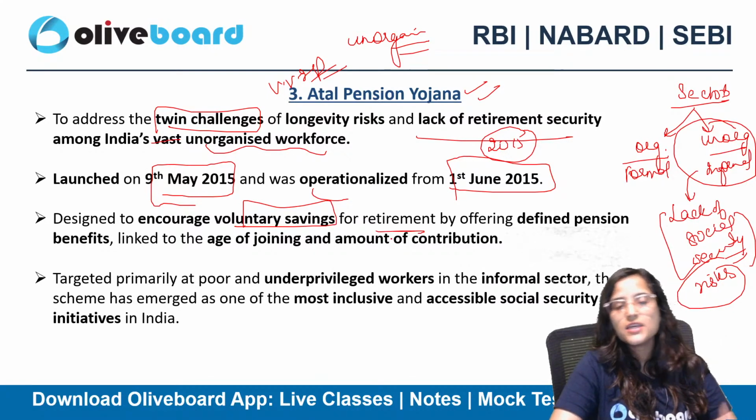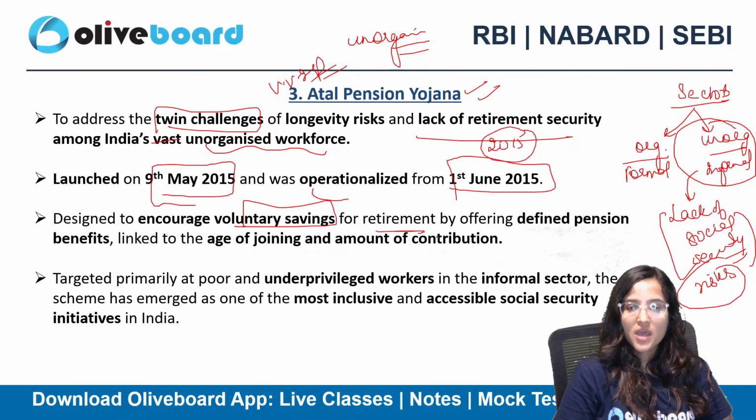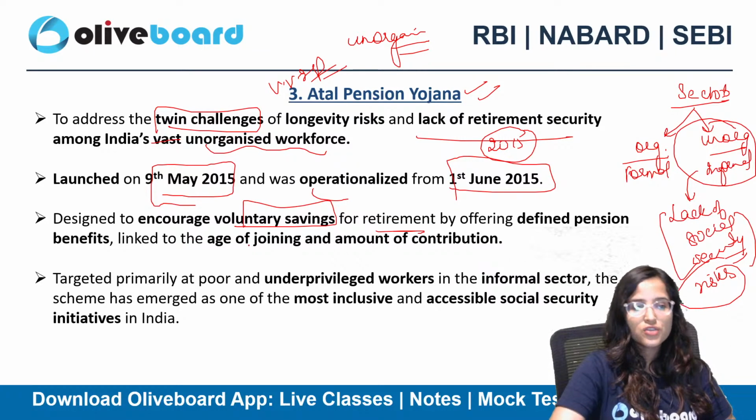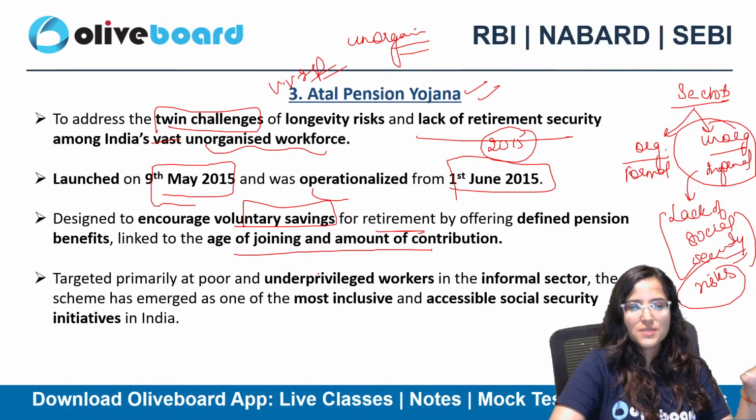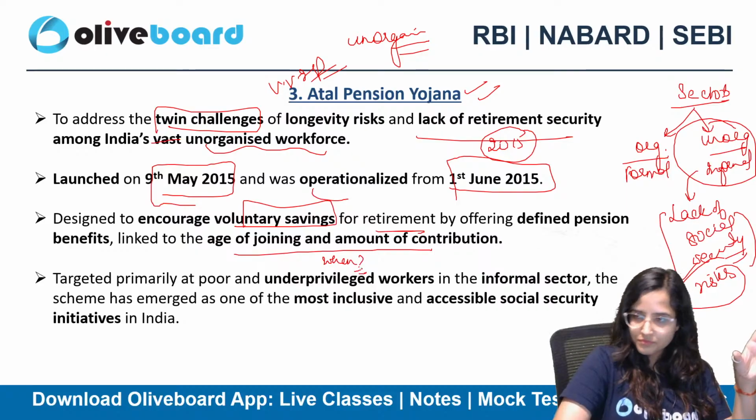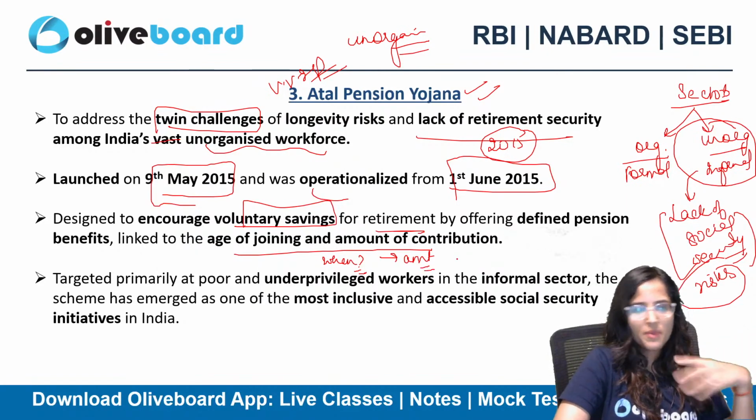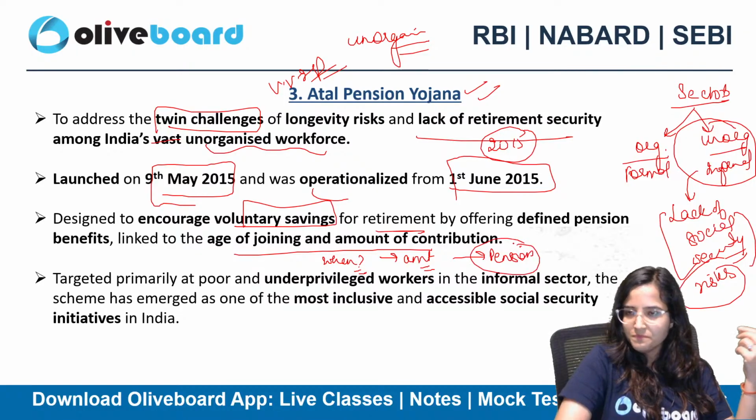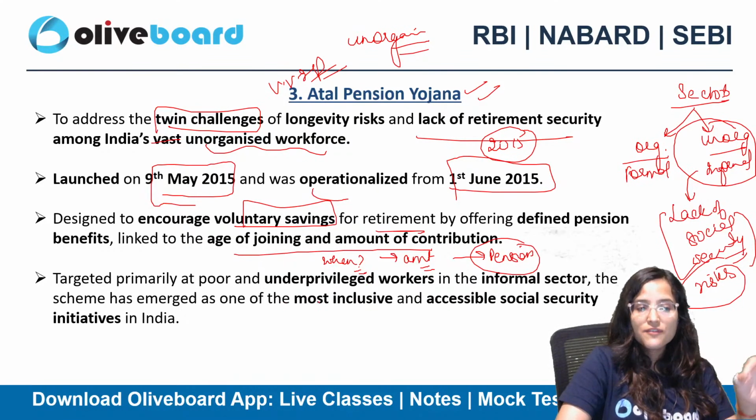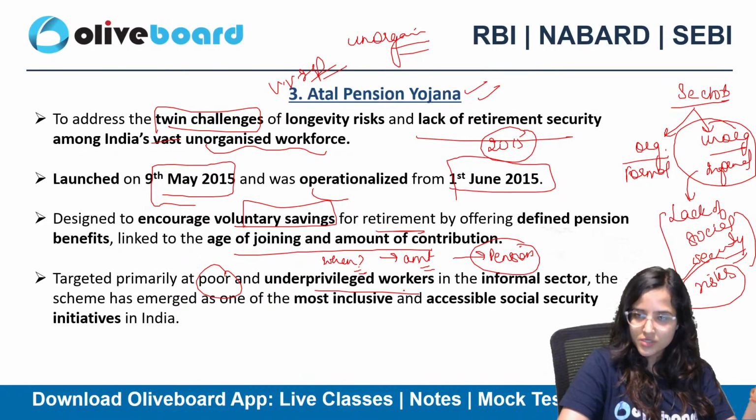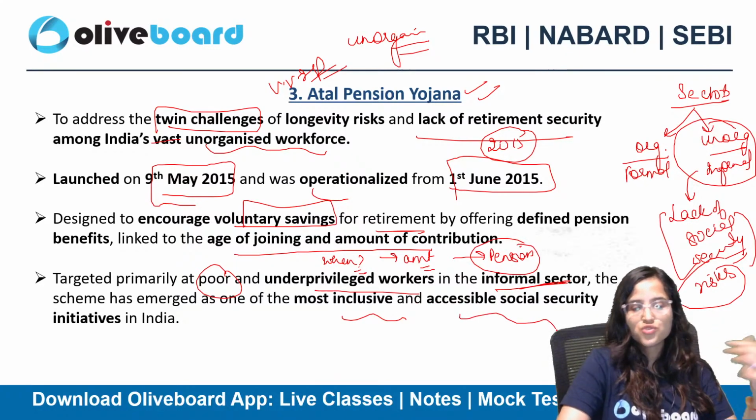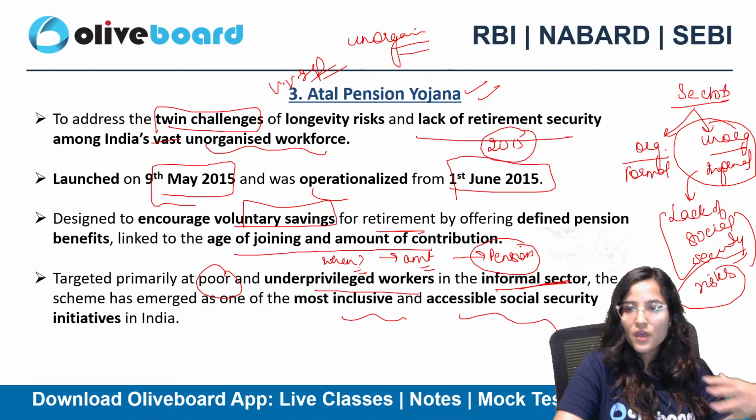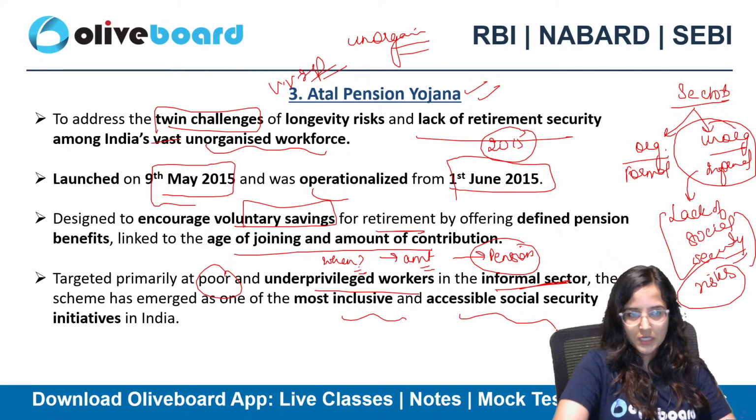by offering defined pension benefits linked to the age of joining and amount of contribution. So you're going to get benefits depending upon when you are joining and what is the amount that you're contributing. Depending upon that, you are going to get pension. Okay? And we have mainly targeted this for the poor and the underprivileged sections of the society or the workers who are working in the informal sector. So you want to make it a more inclusive and accessible social security initiative. This is one of the most inclusive, most accessible social security initiatives in India.